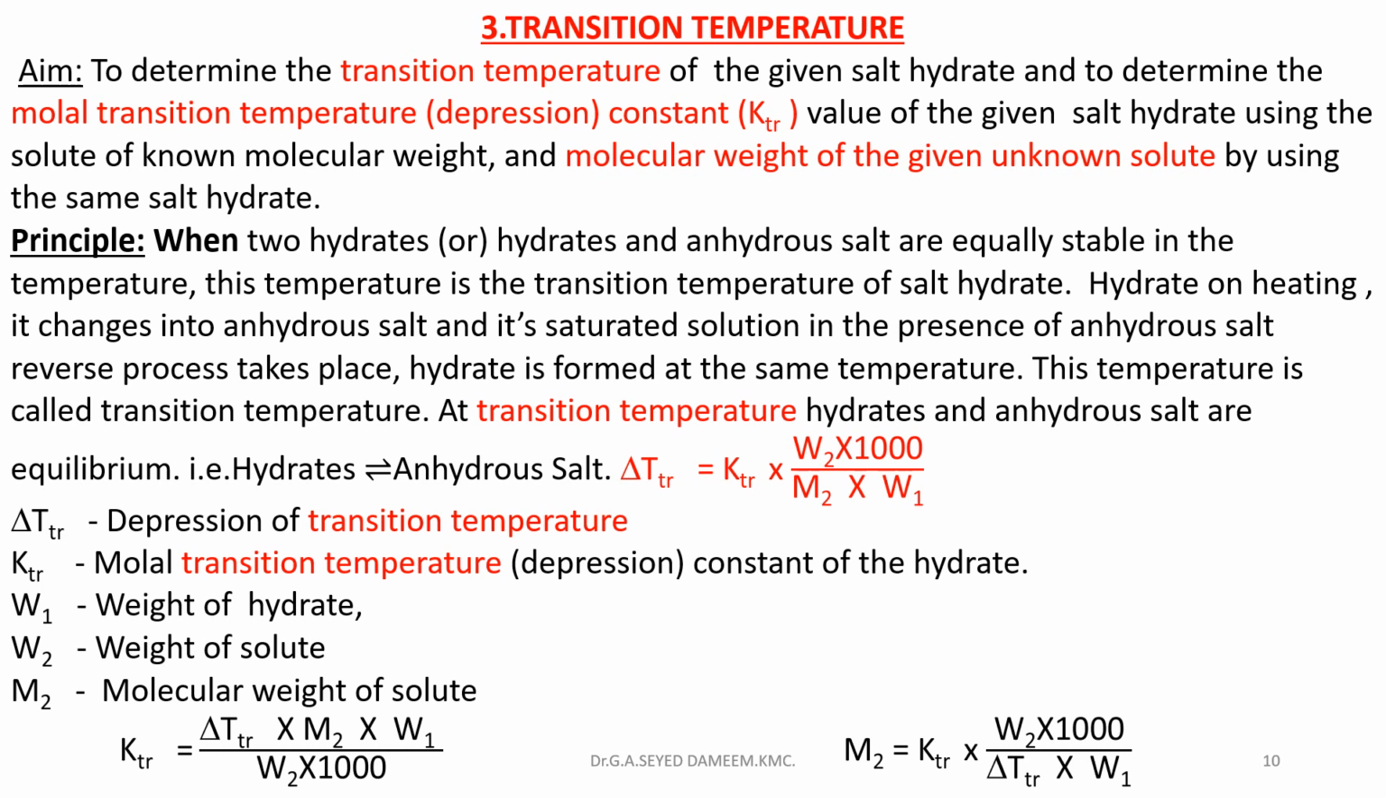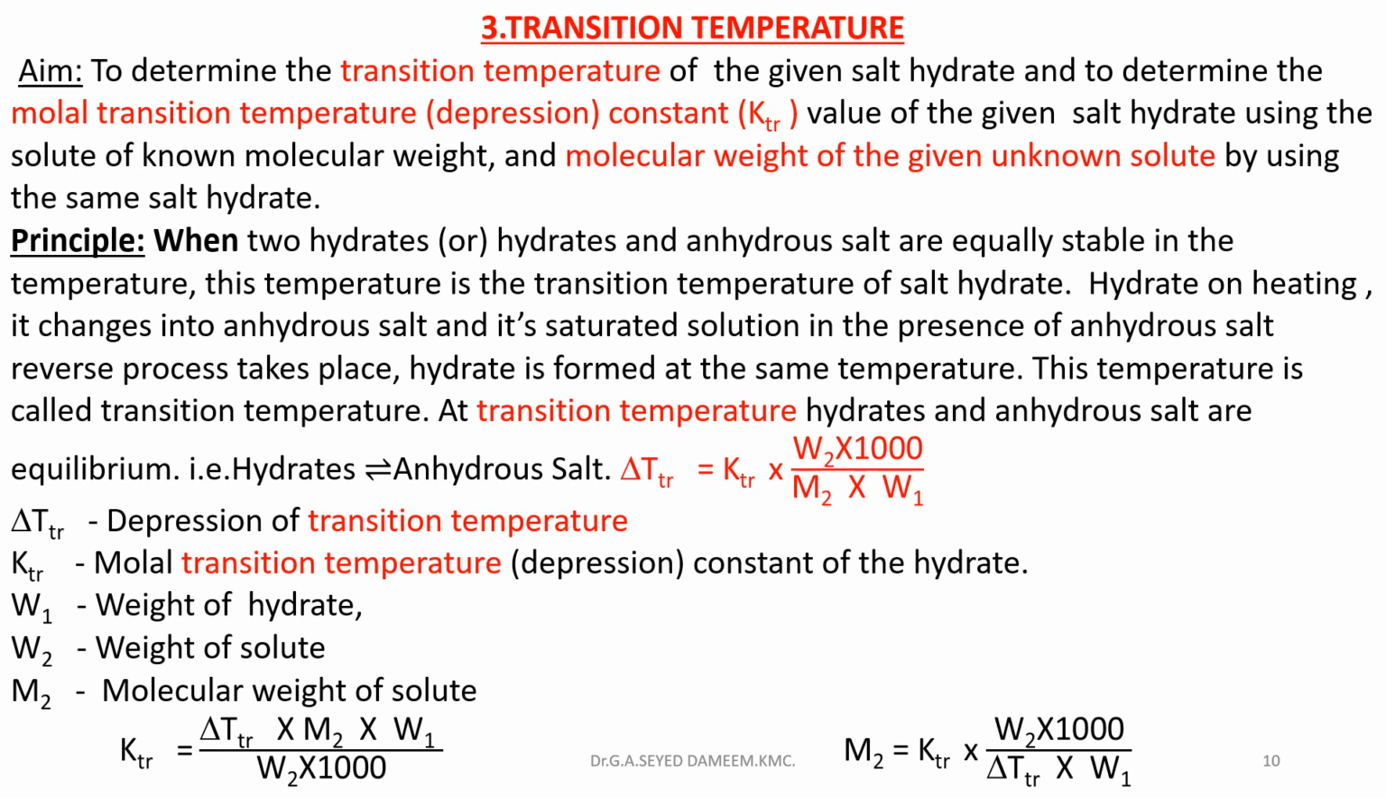Aim of the experiment: to determine the transient temperature of the given salt hydrate, to determine the molar transient temperature constant Ktr value of the given salt hydrate using the solute of known molecular weight, and to determine the molecular weight of the given unknown solute by using the same salt hydrate.